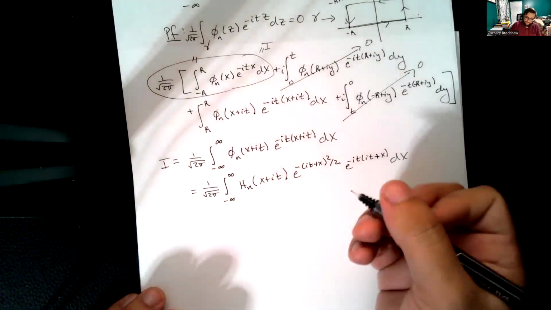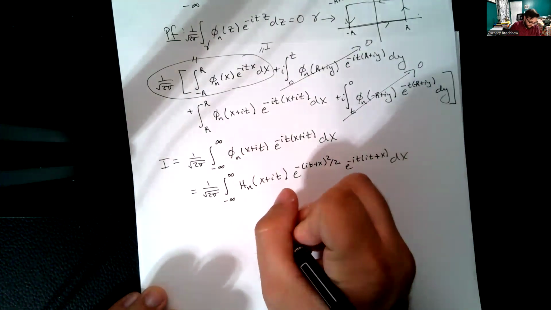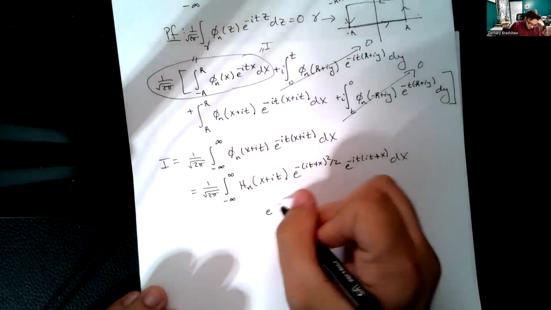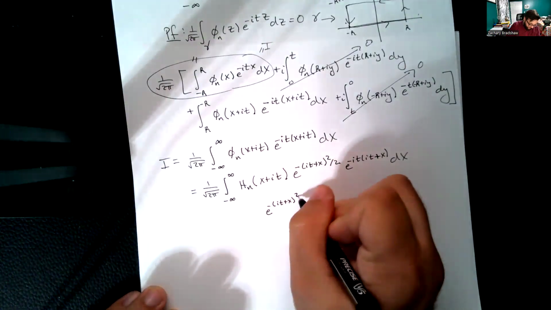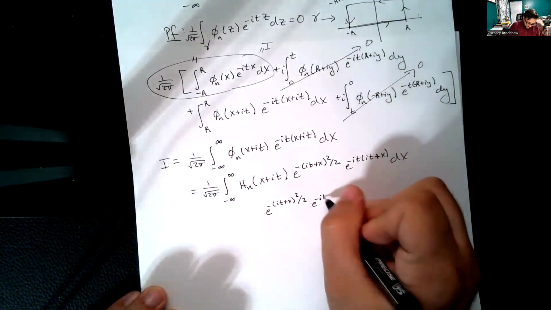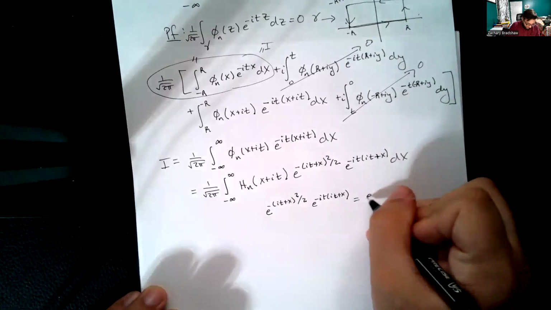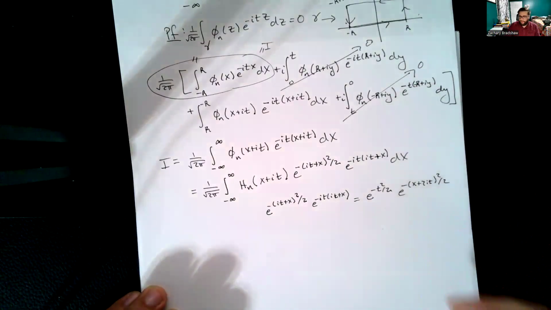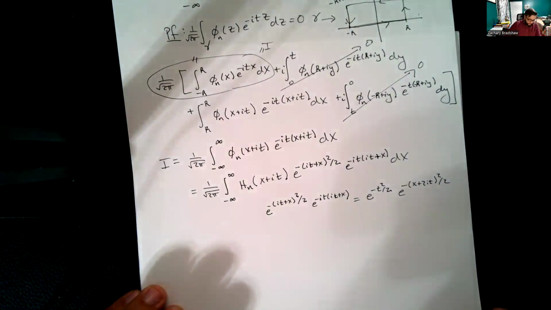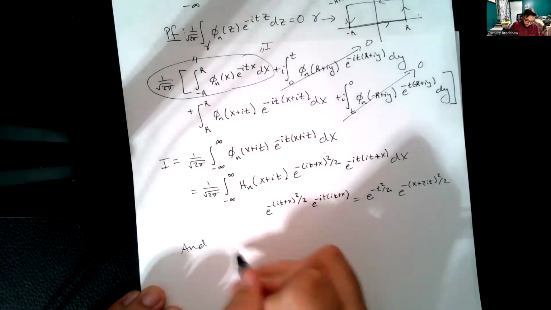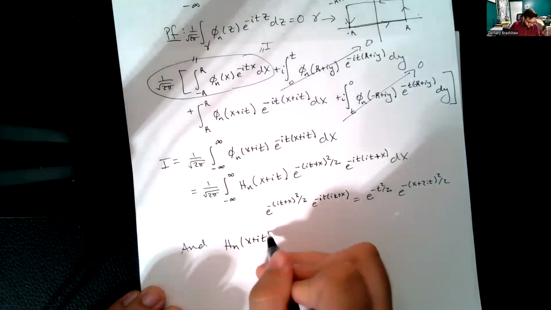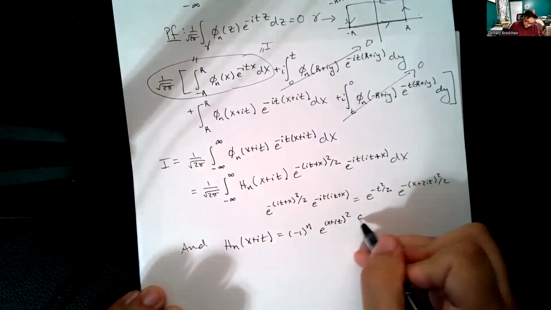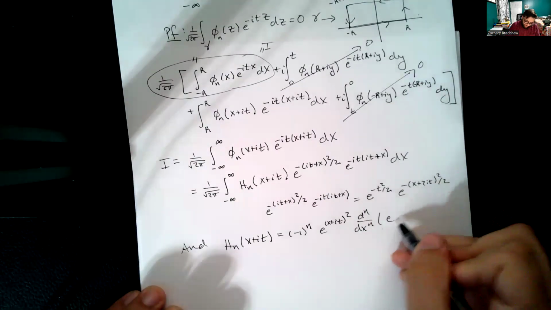Okay, and we've already seen, or at least I told you in the previous example, which was basically when n is equal to 0 here, that this thing in the integrand can be written as e to the minus t squared over 2, e to the minus (x plus 2it) squared over 2, just by the completing the square argument. And this hn of x plus it is by definition minus 1 to the n, e to the (x plus it) squared times the nth derivative of this Gaussian.